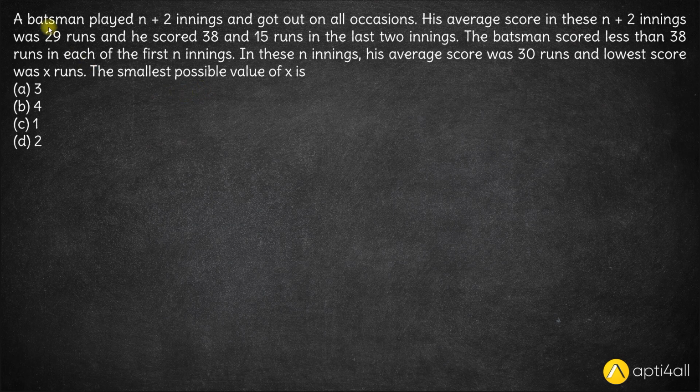Hi. Here we have a batsman who played n+2 innings and got out on all occasions. His average score in these n+2 innings was 29 runs. Fine. So let's write down the data so that we understand.